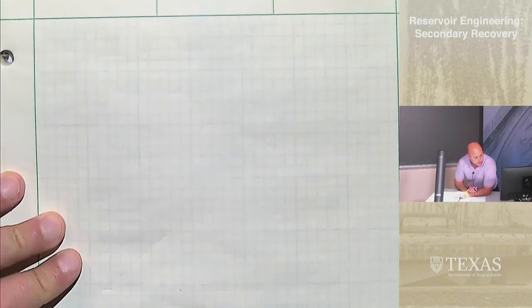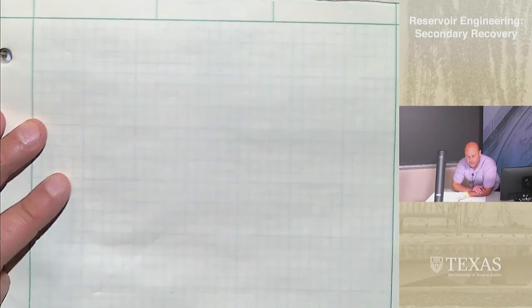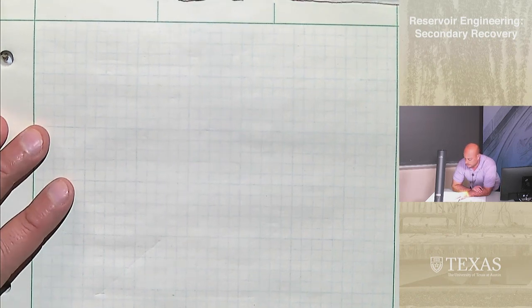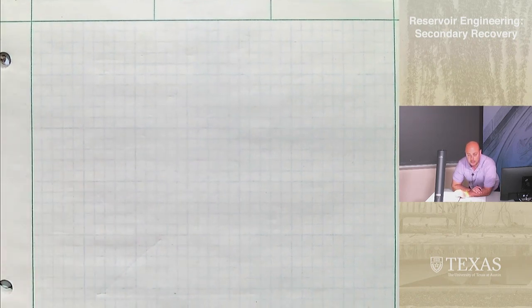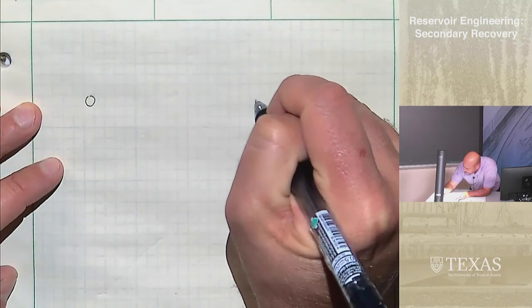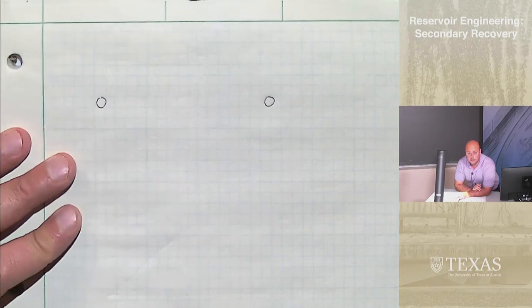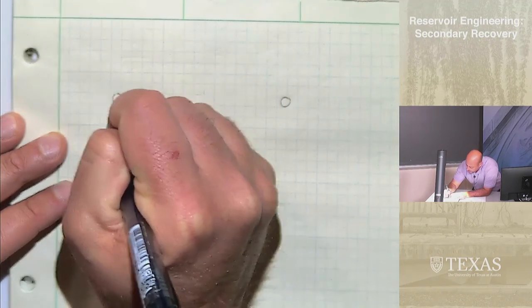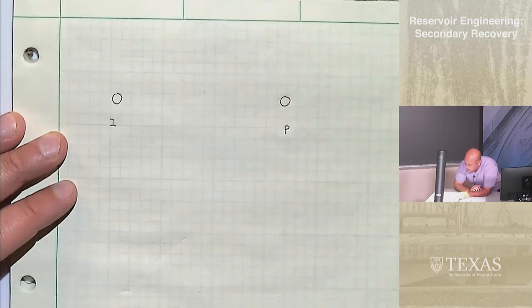And before I get into it, there's going to be a lot of math and derivatives and integrals and stuff like that, and it's easy to get lost in all that. So I just want to kind of point out what we're trying to talk about. Let's pretend like we have an injector and a producer. So we've got, this is an injector, I'll put I, and this is a producer P.